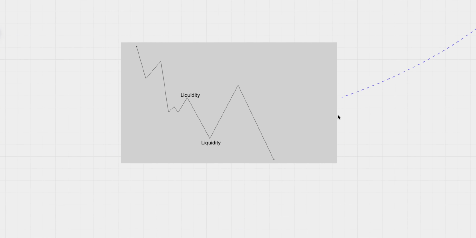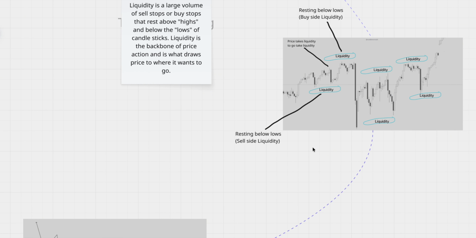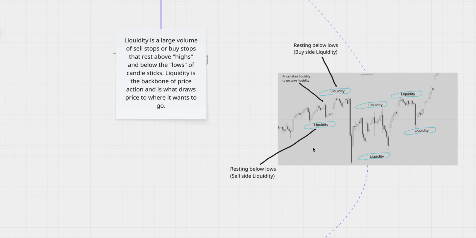And here it is in a different example. We have liquidity right here, and then price goes up to take it, and on the move that price went to take it, it made liquidity, which were buy stops, and then price went to take that. So liquidity is what basically drives the market to go where it wants to go.